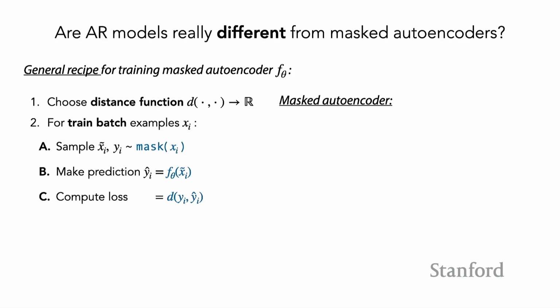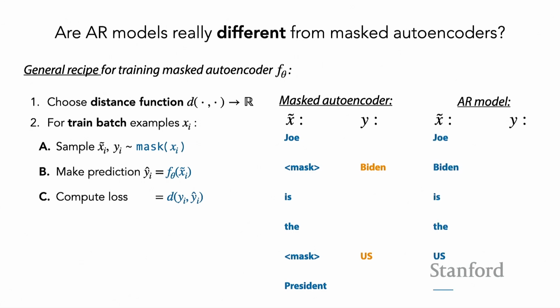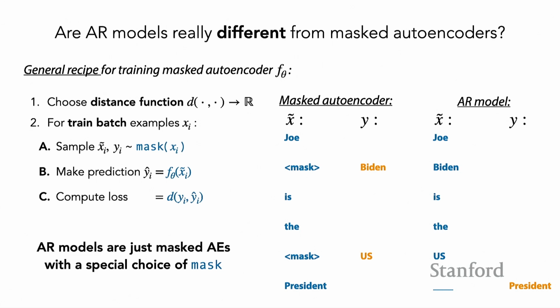One little note is whether our autoregressive model is actually different from masked autoencoders, and to skip right to the punchline, the answer is no. In a sense, an autoregressive model is really just a masked autoencoder with a specific form of the mask function, where x tilde is just a prefix of x, and y is just the next token.